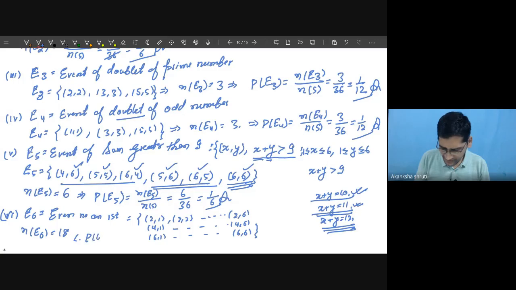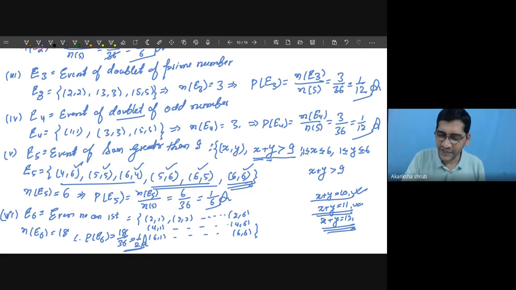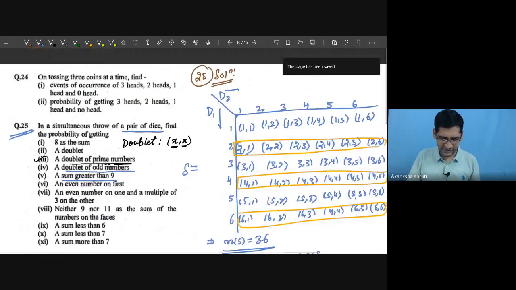P(E) will be our 18 by 36. So 1 by 2 is the required answer. Is it okay? So questions are very simple. You have to observe the sample space carefully and you can get it.